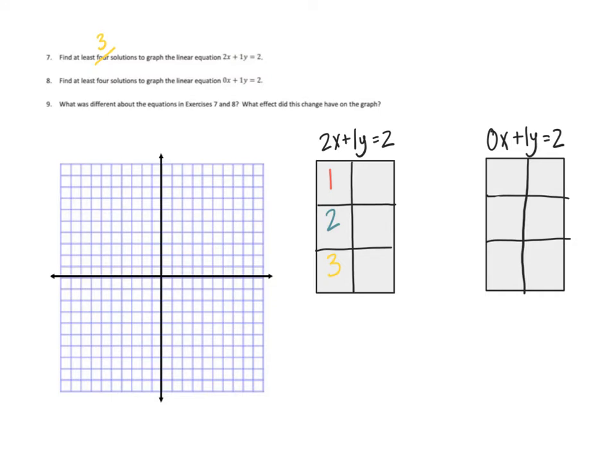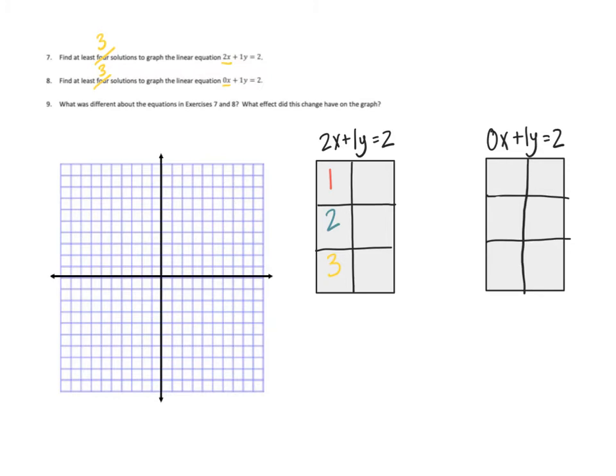Number 8 is going to have us do the same thing, but there's a little difference in our equation. This time, instead of having 2x, we have 0x. So before we do this, I want you to predict what you think this is going to look like, because before we had a 0 with our y and we got a vertical line. Now that we have a 0 with our x, predict what you think that graph is going to look like. And then we're just going to plug these values in and solve. I'm going to give you about 5 minutes to start on this table to get these 3 values done and graphed, okay?